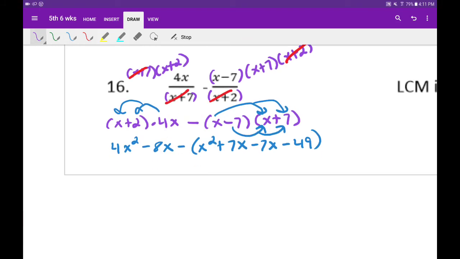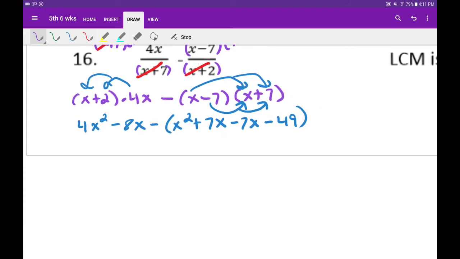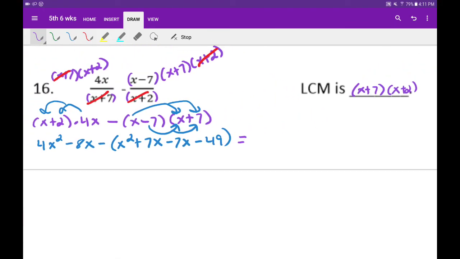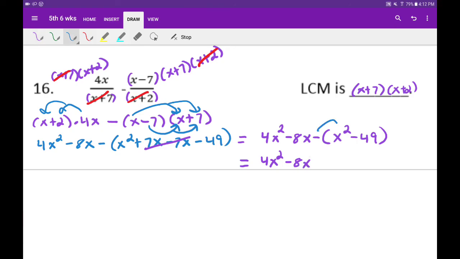All right, let's clean up a little bit here in the parentheses. So we take 4x squared minus 8x minus x squared. These 7x and minus 7x are going to cancel out. We're going to get minus 49. All right, so we're going to continue. 4x squared minus 8x. Distribute this negative in now to there and there, which will just change the signs. So we'll get minus x squared plus 49. Okay, so let's combine our x squared values. We got two x squared values. That's going to be 3x squared minus 8x plus 49.